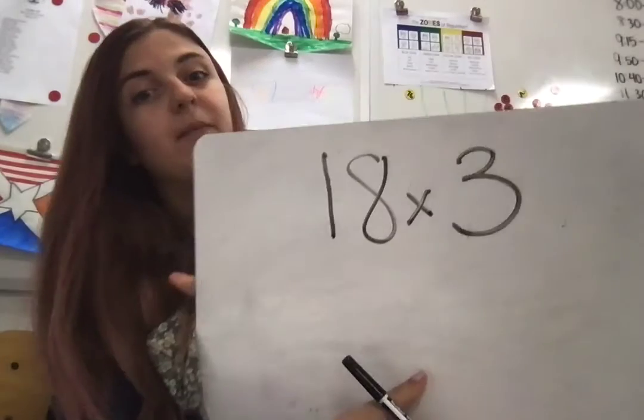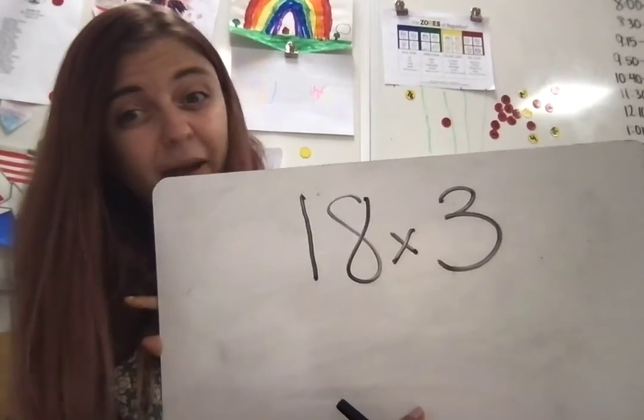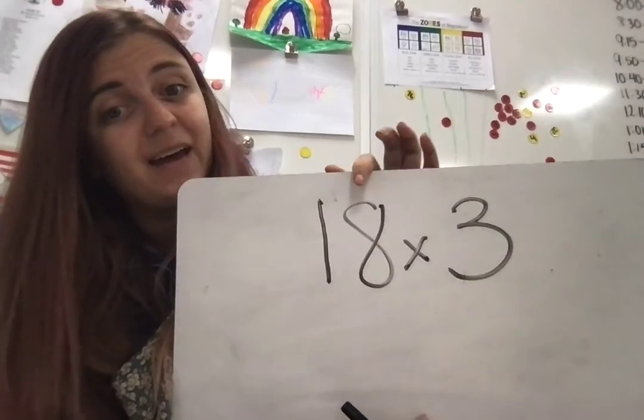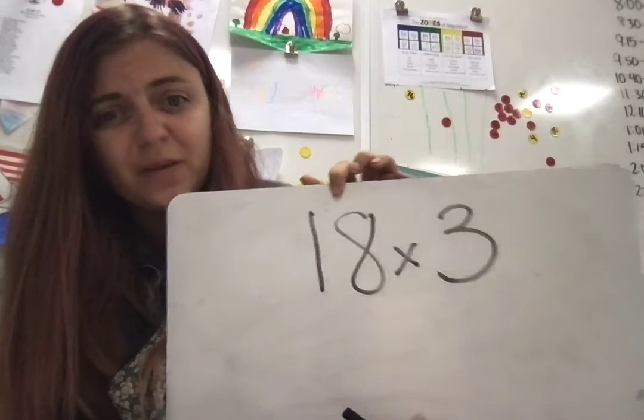All right, we are going to talk about the associative property. So sometimes we get equations that are a bit tricky. For example, I have 18 times 3. And off the top of my head, I don't know the answer to that. And I'm not really great at multiplying by 3. And 18 is a really big number.